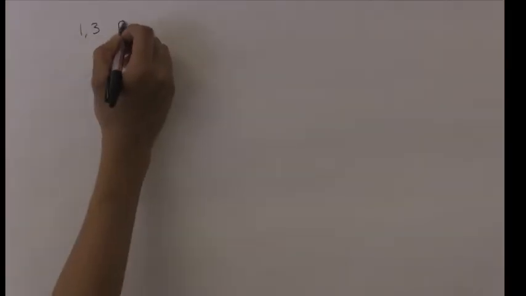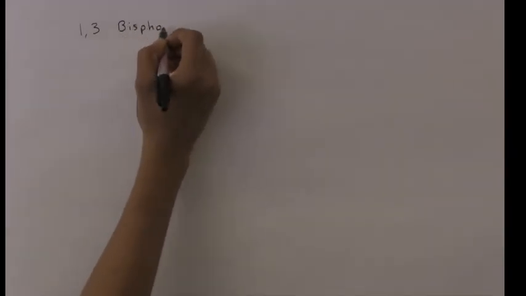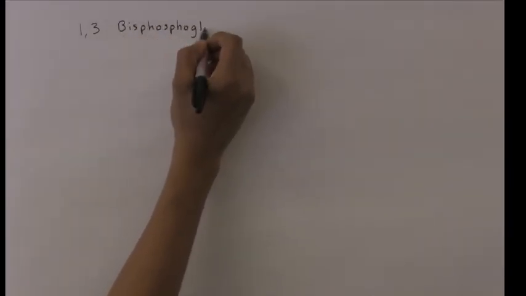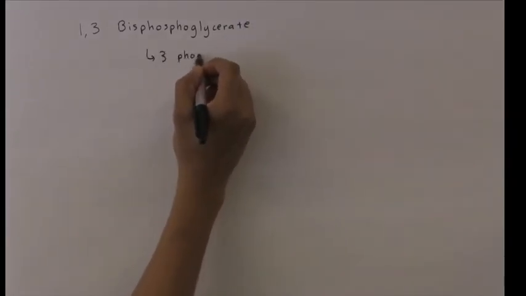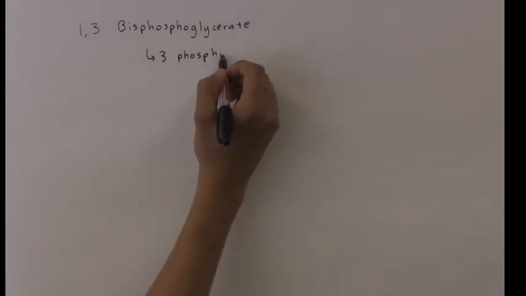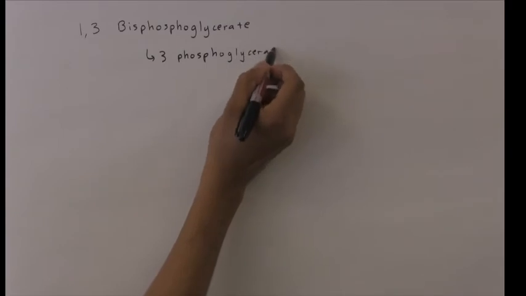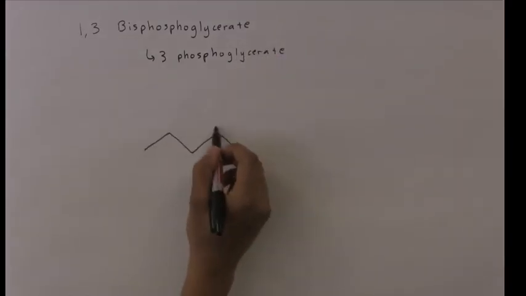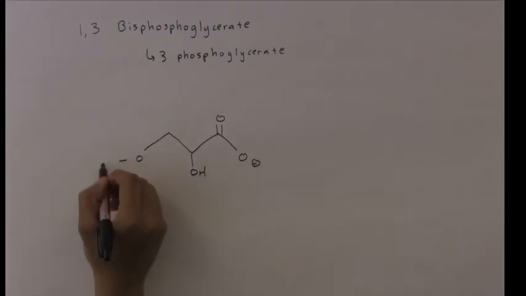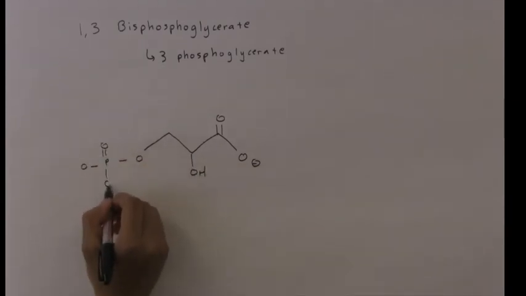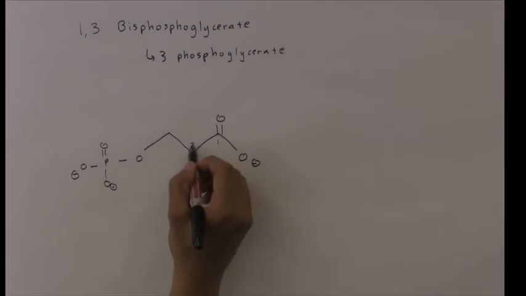In the next step, 1,3-bisphosphoglycerate is converted into 3-phosphoglycerate. In this change, one phosphate group is removed and used to make ATP. Since the phosphate group on the 1' carbon is removed, there is only one phosphate group left, which is why the bis is removed. So now, the molecule is 3-phosphoglycerate.